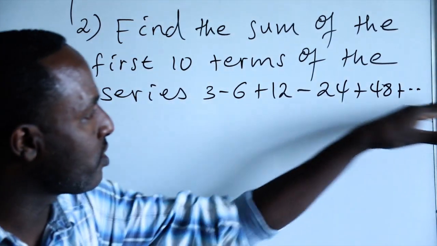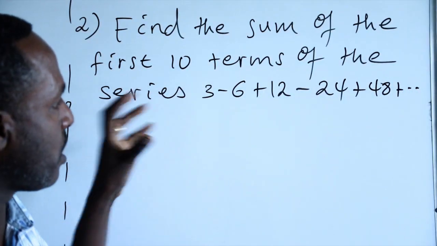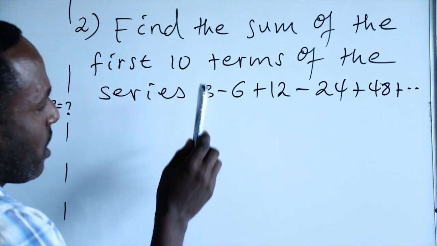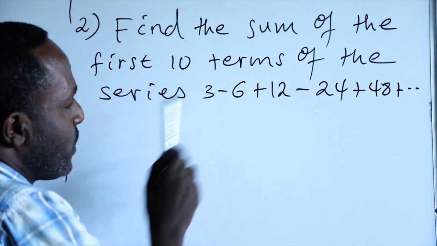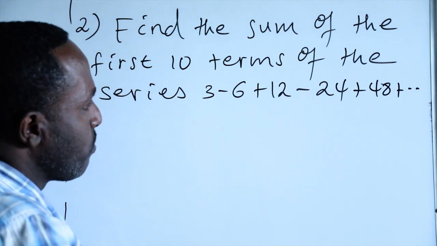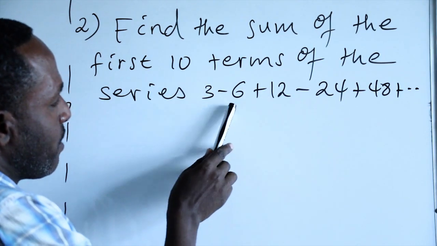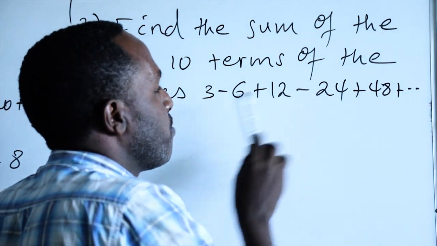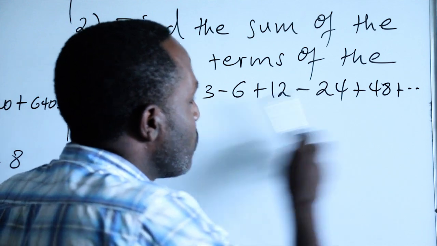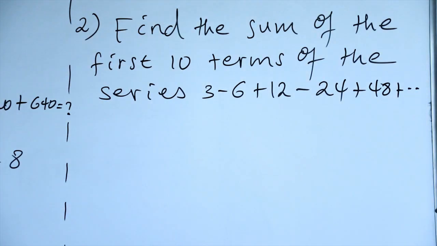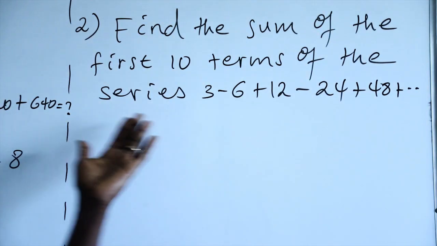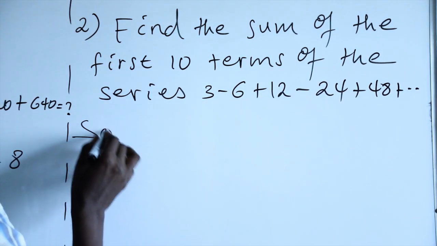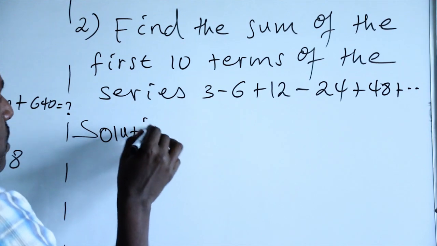This, as you can see, is a sequence. What kind of sequence can we say? Let's say -6 divided by 3 is -2, and 12 divided by -6 is -2, and -24 divided by 12 is -2. So all this, no doubt, is a geometric sequence. So we know the sequence is a geometric sequence.